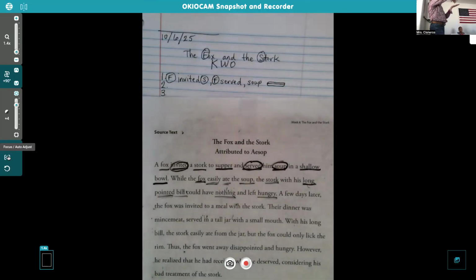So if you have a shallow bowl and you have a long bill, by the way, a bill is different than a beak, right? A beak is pointed. A bill is more like a duck bill, but his is long, right? So it would be really hard for him to drink out of a shallow bowl. Think of like a dog bowl or something like that. But it's easy for the fox because the fox is kind of like a dog, right? And they can just lick it up really easily from a bowl. All right, how are we gonna put this?